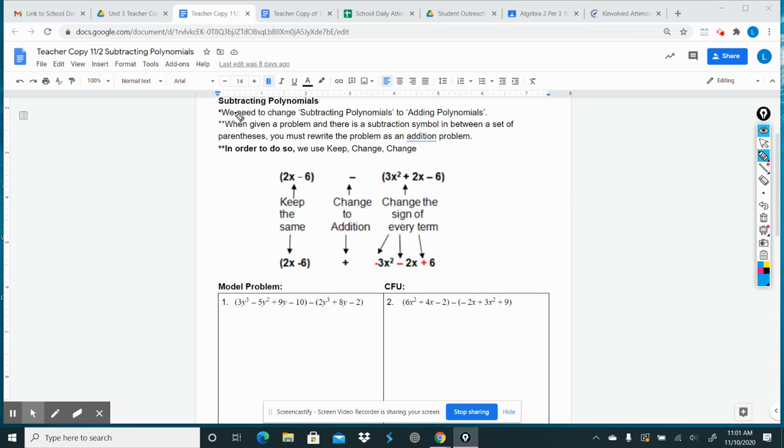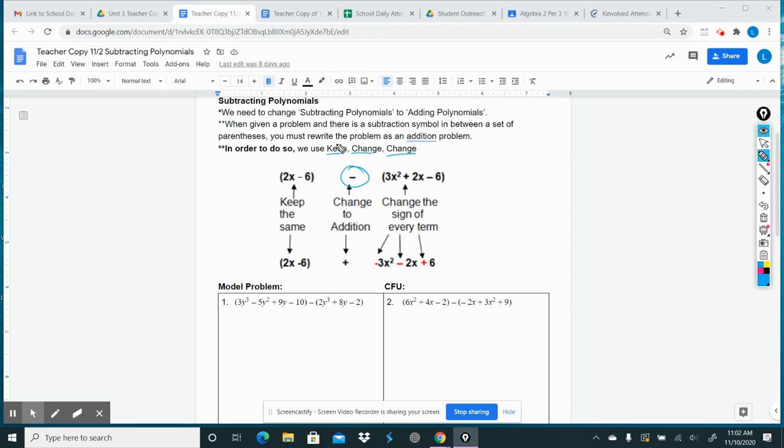Okay, so today we are doing subtracting polynomials. We need to make sure that we change subtracting polynomials to adding polynomials. When given a problem and there is a subtraction symbol in the middle of two sets of parentheses, you must rewrite the problem as an addition problem. And we do that by keep, change, change.